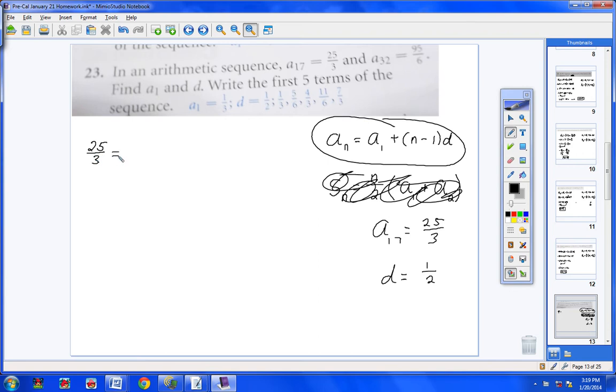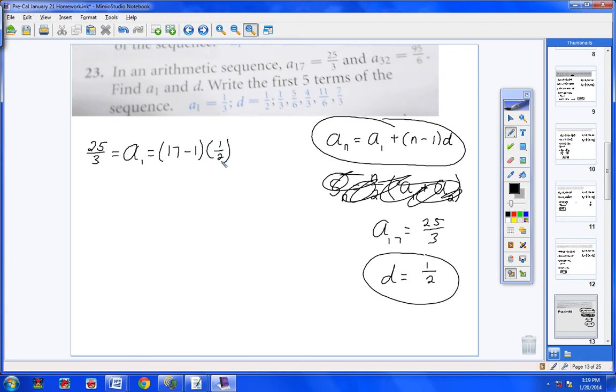Mr. Earhart, are you allowed to do that? Yeah, you're allowed to put that there as long as you realize your n over here will be what number? 17. If the 17th term is 25 over 3, you can put 25 over 3 right here as long as you put 17 for n. Now your first term is what you're looking for, so we'll leave that alone. For n, I'm going to put 17 because 25 over 3 was my 17th term. And for the common difference, we found that already down here. The common difference is 1/2.